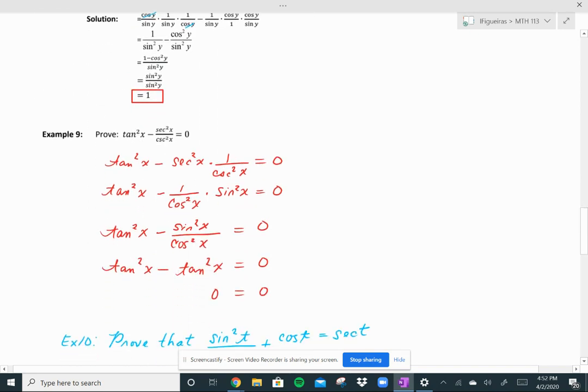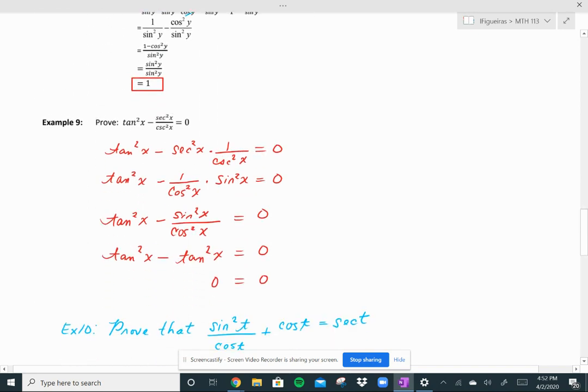Okay, here's another. We want to prove that the tangent squared of x minus the secant squared of x over the cosecant squared of x equals 0. All right, so we need to manipulate the left side of the expression. I'm going to take a slightly different approach. I'm not going to rewrite everything in terms of sine and cosine. I'm actually going to work with the second expression, the secant squared and the cosecant squared.